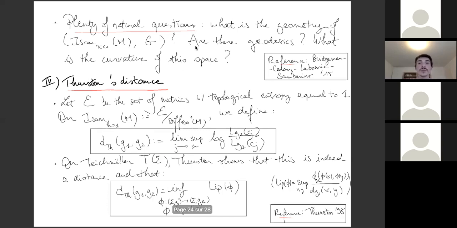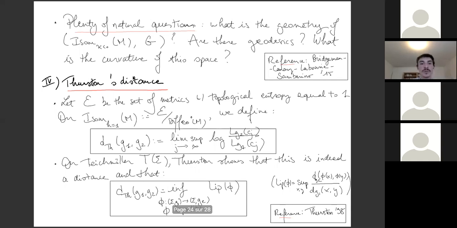Okay, now there are plenty of natural questions, because we have a space which is infinite dimensional and it's equipped with a metric. So we can study the geometry of this space. For instance, can one define geodesics, which is not an obvious question, because the equation for geodesics is now a PDE, so it's quite hard to handle. You can also wonder, what is the curvature of this space? For instance, it's known that the curvature of Teichmüller space with respect to the Weil-Petersson metric is negative. Then is it still true for this infinite dimensional space? There are plenty of open questions, and we have not really looked at these questions so far. We didn't really have time.